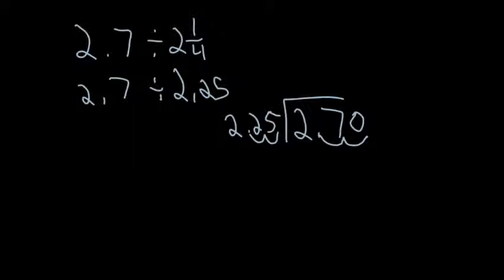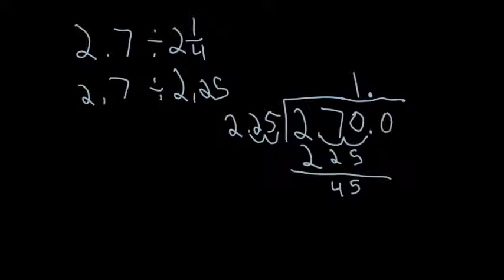Now 225 will go into 271 time. Bring up that decimal. And then subtract. And 70 minus 25 is 45. Add a 0, bring it down. 225 will go into 450 twice, which is 450. So we get an answer of 1 and 2/10.